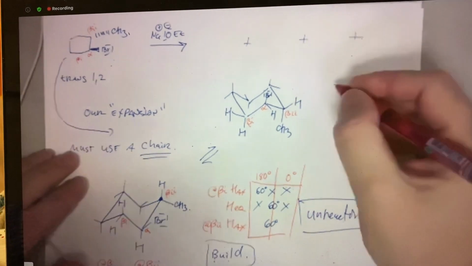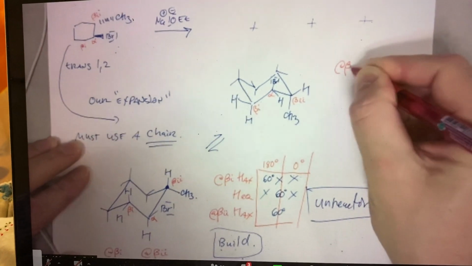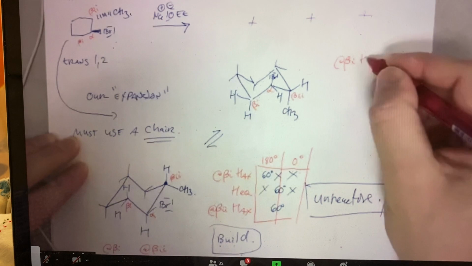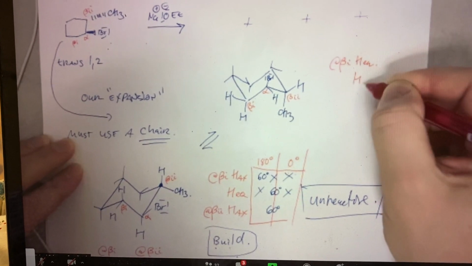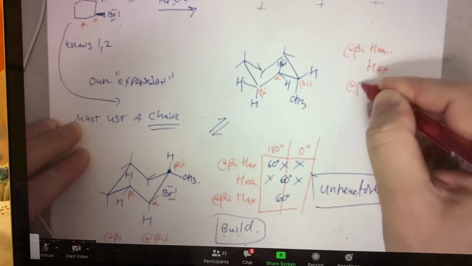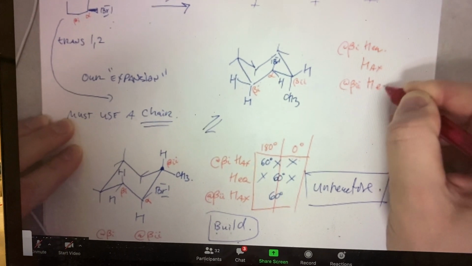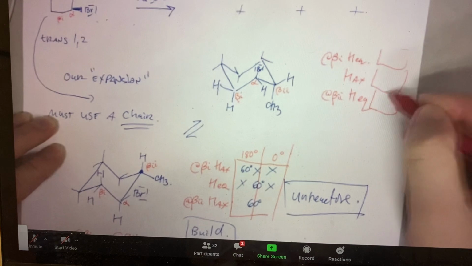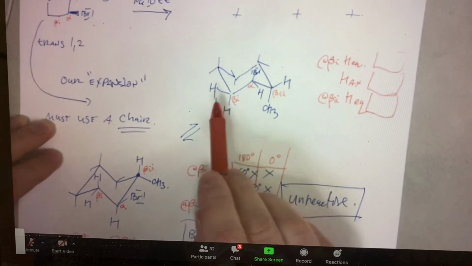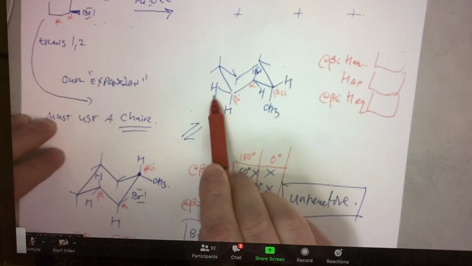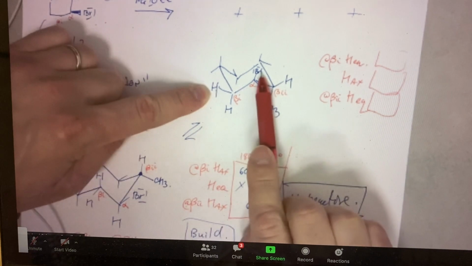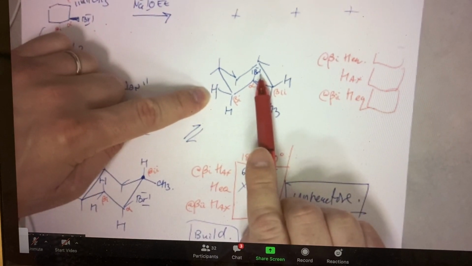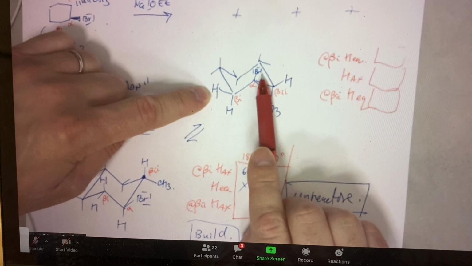Let's look at these positions again. At beta 1, we have a hydrogen that's equatorial. We have a hydrogen that's axial. At beta 2, we have a hydrogen that's equatorial. Let's go down the list here and try to fill in what these bond angles are to bromine. Beta 1, equatorial. This is equatorial. This is axial. Very hard to see from my diagram.